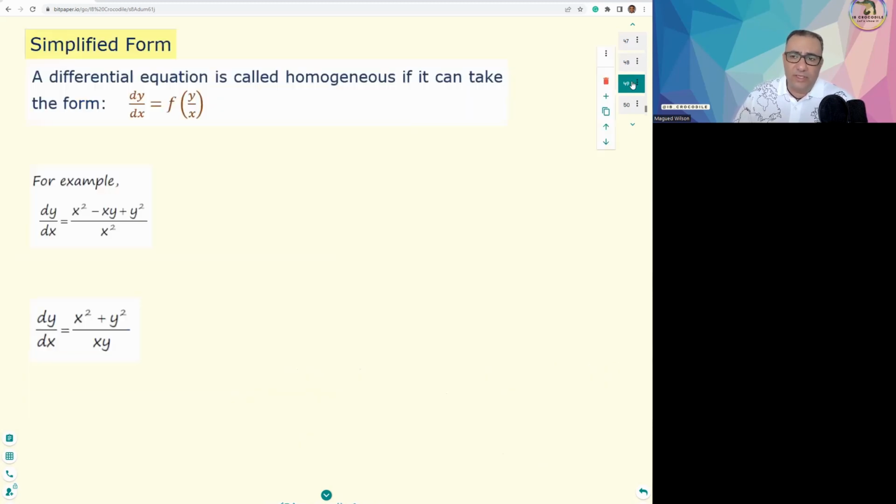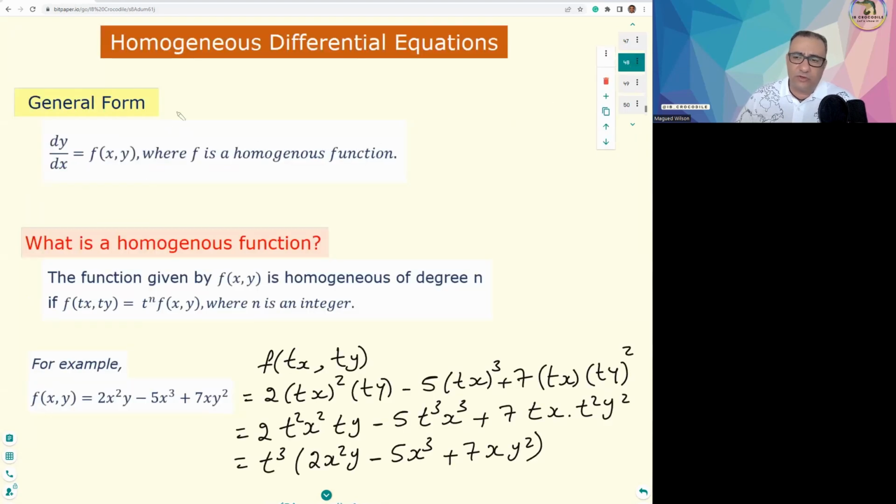Now there is a simplified form. Okay, so the previous form was the general form. This is the definition according to the textbooks, right? Homogeneous function. But then there is a simplified form that helps you get or identify the homogeneous differential equation probably much easier or much faster.